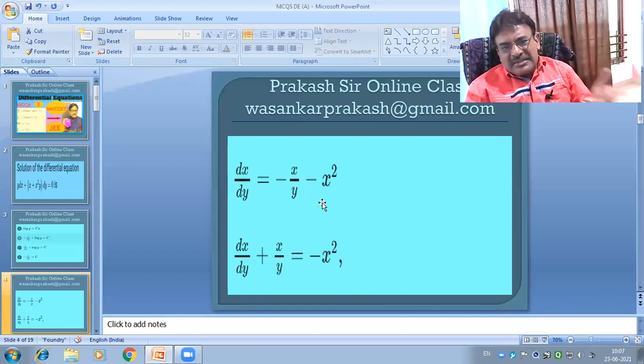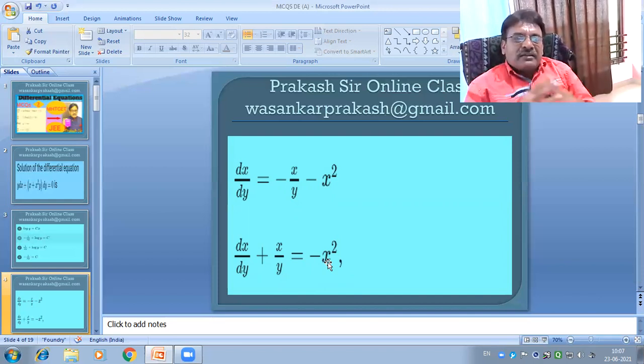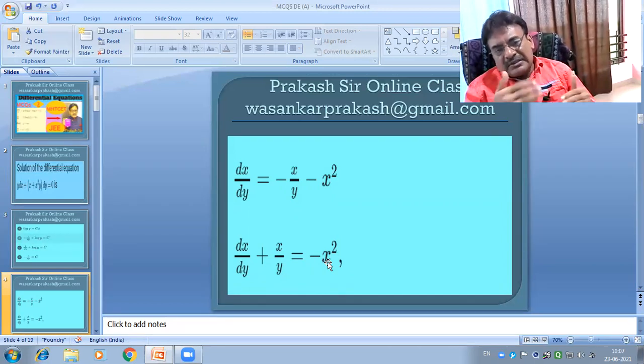Again, this differential equation can be written as dx by dy plus x by y equals minus x square. Then divide both sides by x square, or multiply both sides by x to the power minus 2, for converting it into the form dx by dy plus Py equals Q. We convert it in this form.